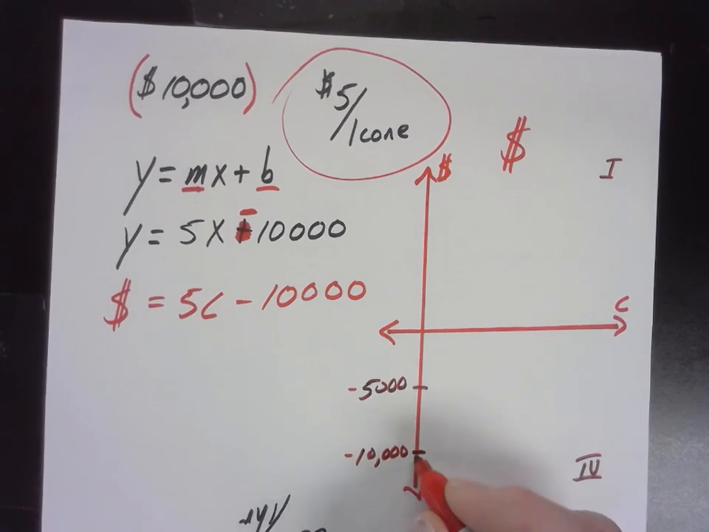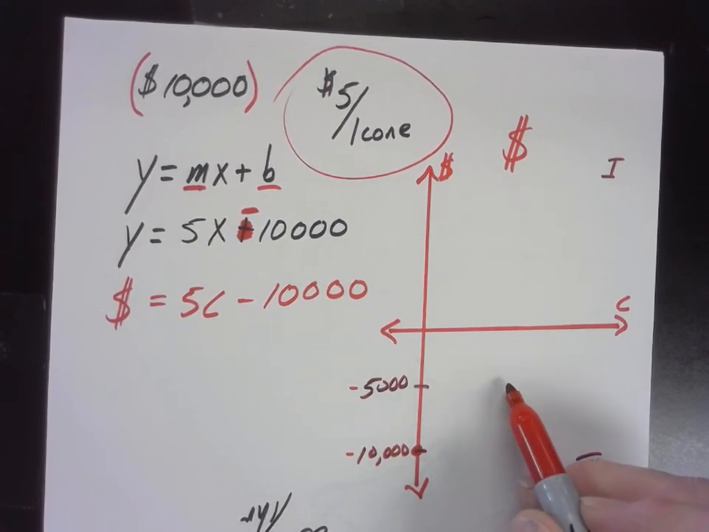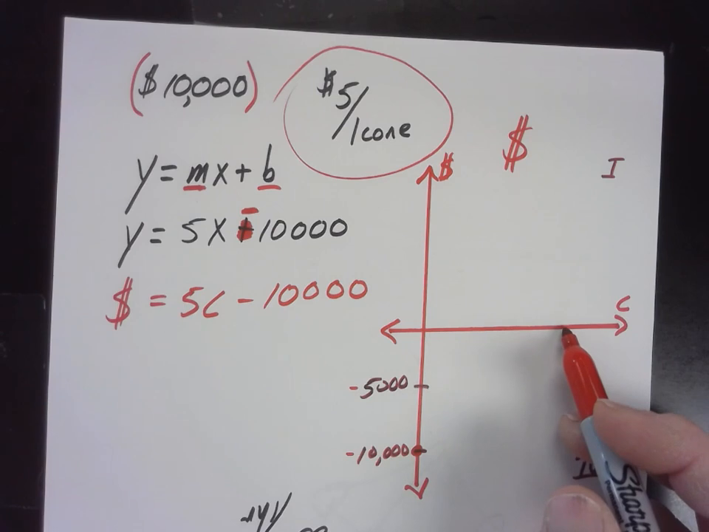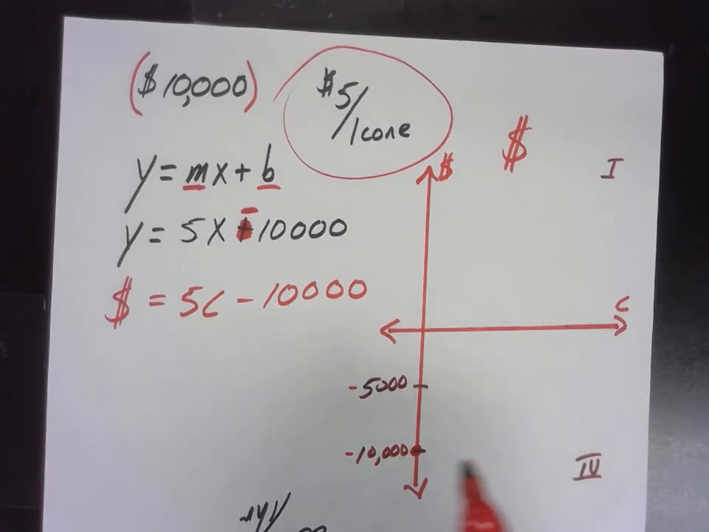Okay. We're starting right there. And then every time we sell a cone, what's going to happen? Until we get up to what? Won't it be awesome when we get up to $0? Yeah. Isn't that an important thing? See, we always talk about the y-intercept.